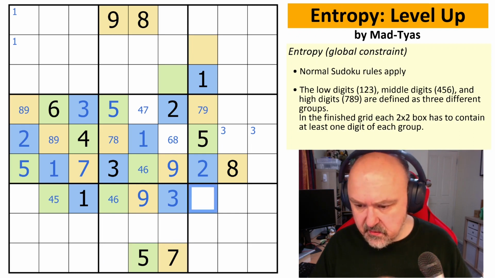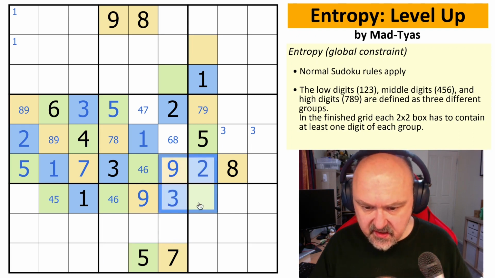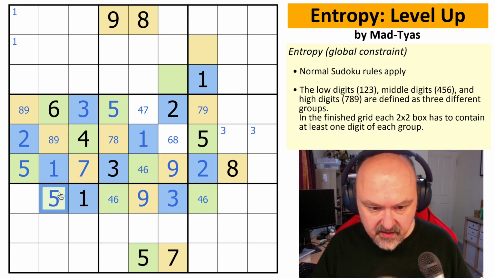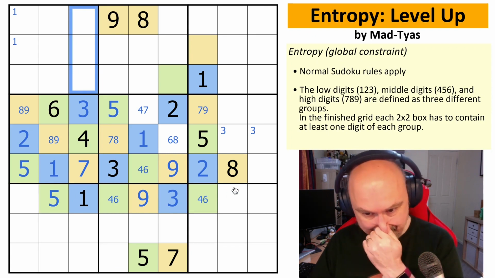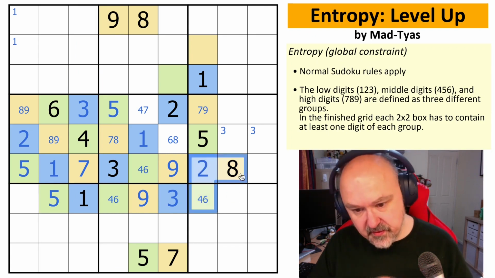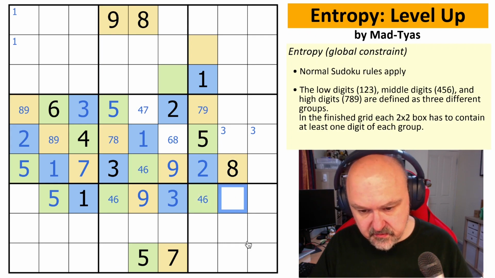That is green. Pay attention. Needed a green. So this is 4 or 6. This gives me a 4-6 pair in the row. This becomes a 5. That puts a 5 up there somewhere. And now I've got the completed groups again.